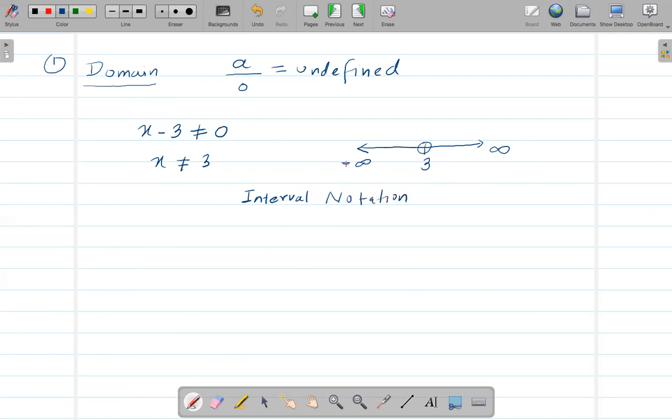then it's just going to be from parenthesis, negative infinity to 3, parenthesis here, because we are not including 3, right? And union, or this also means or, and again from 3 to infinity. Yeah, so this is the domain of the given function.